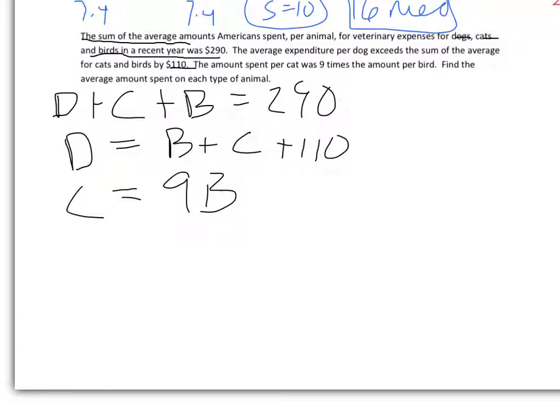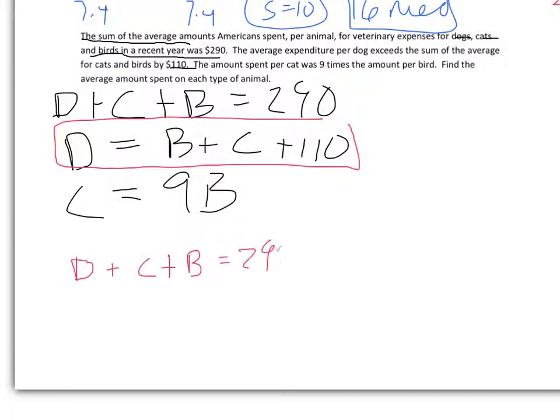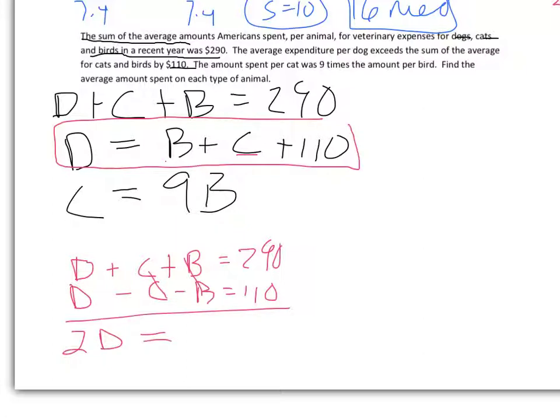So now it is time to solve the system of linear equations. One thing I'm going to do is take the second equation and get it in standard form, because when I move this over, it's really going to help us solve for the dogs. Using the first equation, D plus C plus B equals 290, and subtracting the B and the C, it's going to give us D minus C minus B equals 110. If we add these up, we get 2D, the C's cancel, the B's cancel. 290 and 110 gives us 400. Divide by 2, and we get D is 200.